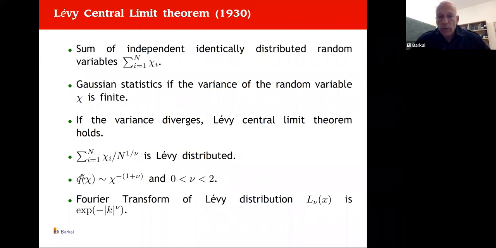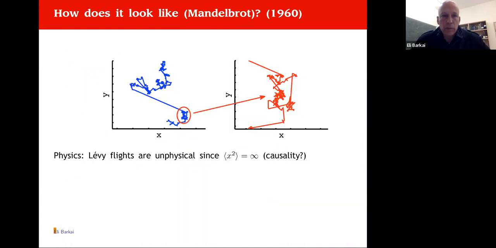For that to happen, we need a probability density function of these summands, let's say symmetric, which falls like a power law with this nu, and nu is somewhere between 0 and 2. The Fourier transform of this Levy stable law, if you forget about the width, is simply given by the exponential of minus the absolute value of k to the power nu. Now, here you see immediately a problem: the variance of these processes is infinite, again indicating that the packet, if this describes a packet, is spreading infinitely fast in the MSD sense. MSD is mean square displacement.